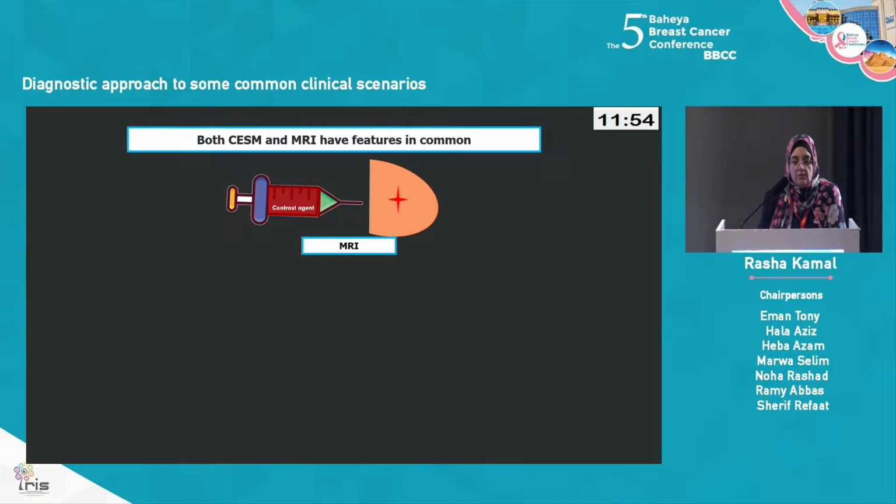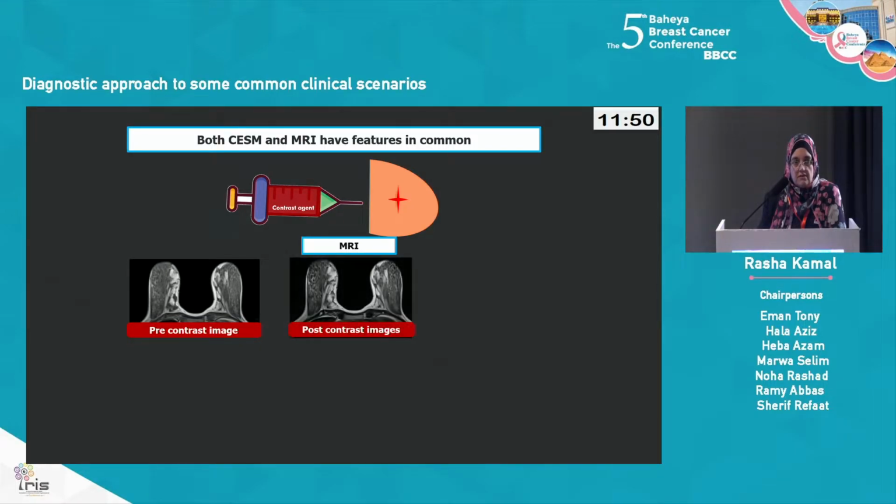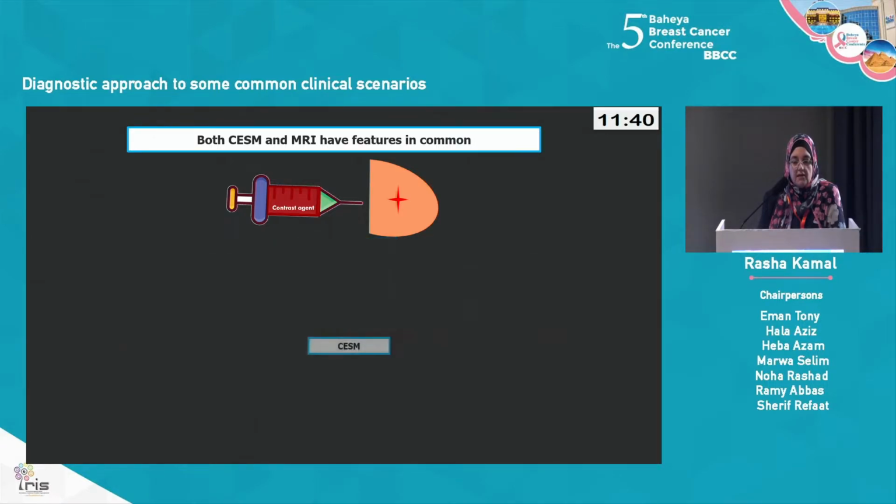In MRI, we take a series of pre-contrast images and post-contrast images. We subtract them from each other, and then we get a subtracted image where the only outstanding feature in the image is the enhancing mass lesion. In contrast mammography, it's not the same. Both images are taken after contrast injection.